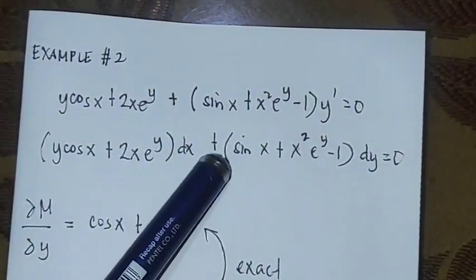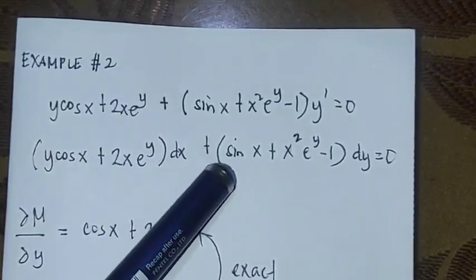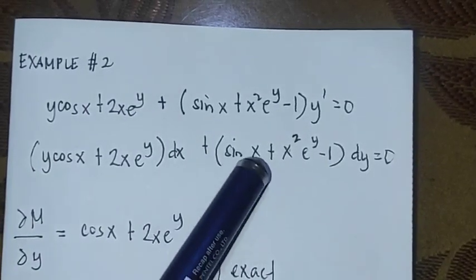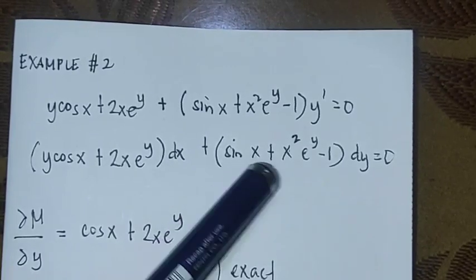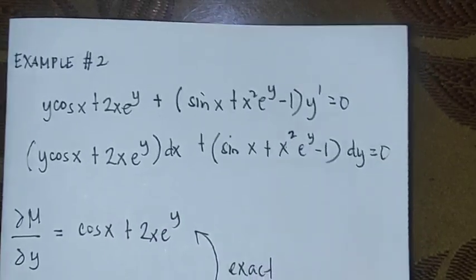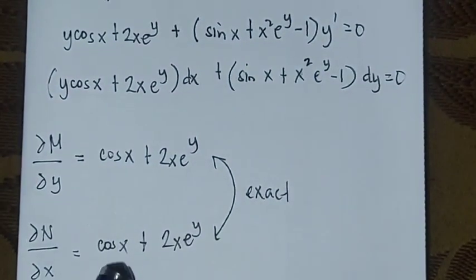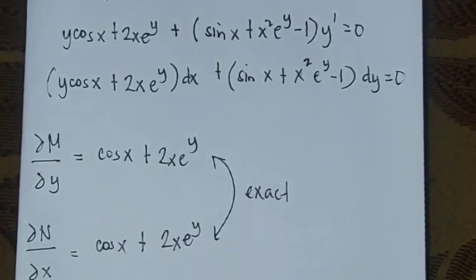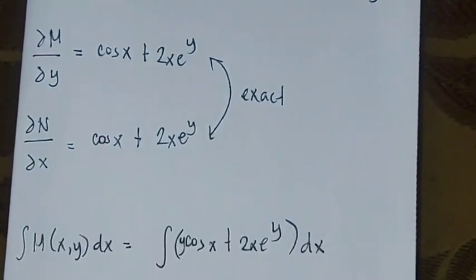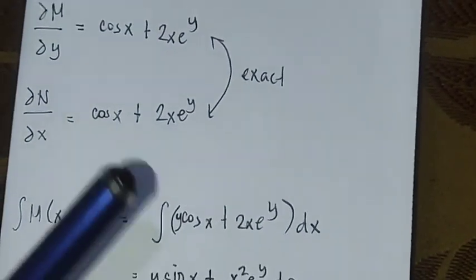Next, the partial of N with respect to x. So, this is your N. With respect to x, this becomes cosine x. Then this becomes 2x e raised to y. Then this is 0. So, it is cosine x plus 2 times x times e raised to y. So they are the same, meaning exact. So after testing for exact, take the integral of M and the integral of N. M with respect to x, N with respect to y. Let's see.